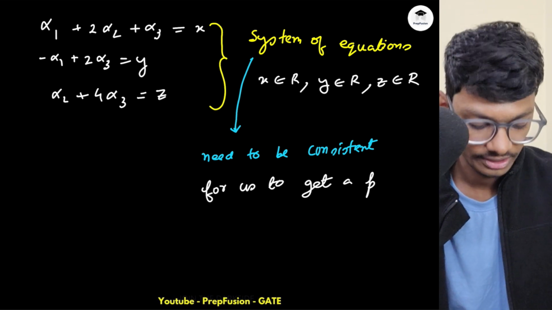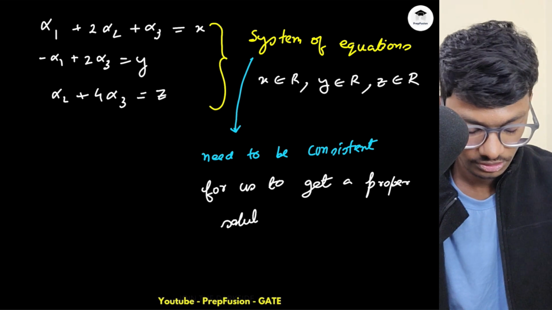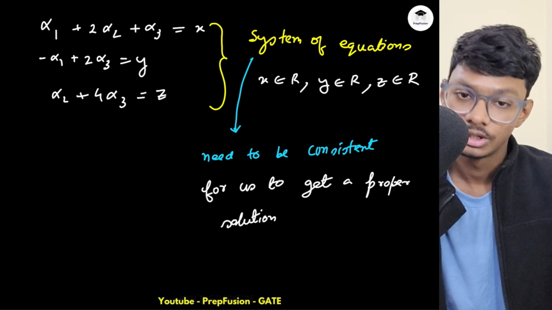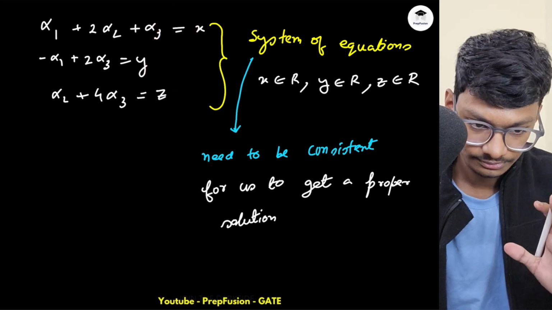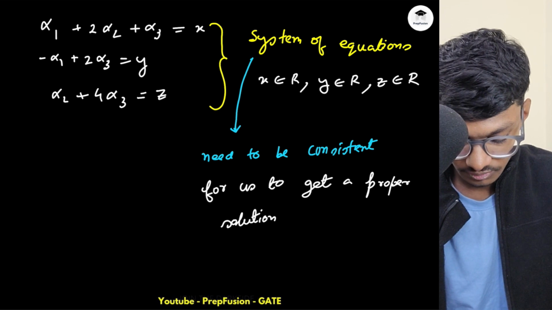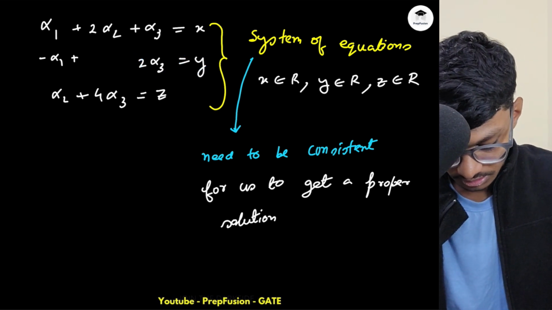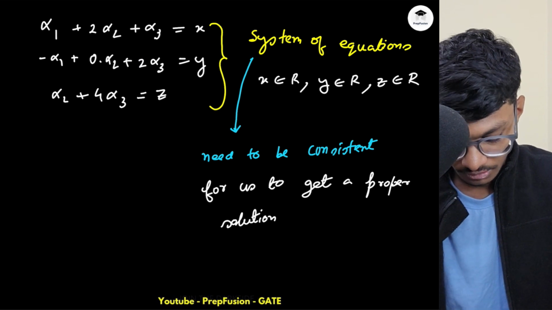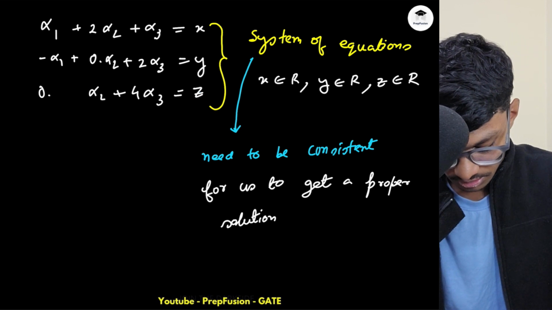It doesn't matter if we get an infinite solution or a unique solution, okay, because this is non-homogeneous as well. So it doesn't matter, but they need to be consistent. If they need to be consistent, what does that mean? That means, let me write it over here. This is 0 times alpha 2. Okay, this is the right hand side.